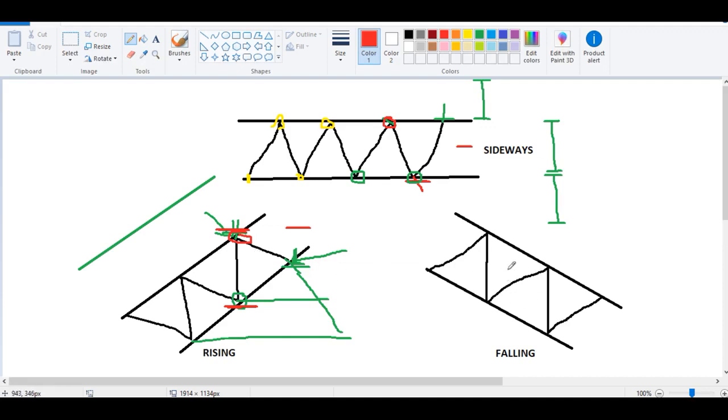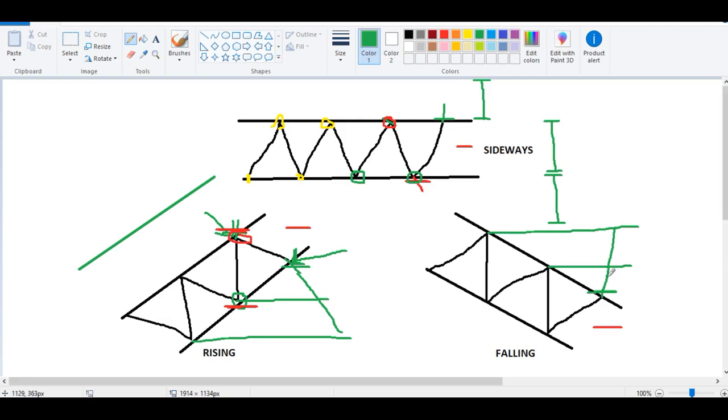Now let's come to the falling channel. Okay, if we're looking at the breakouts, then I will enter long if it breaks out towards the upside. Stop loss can be midpoint, and my targets will be first swing high and second swing high here.